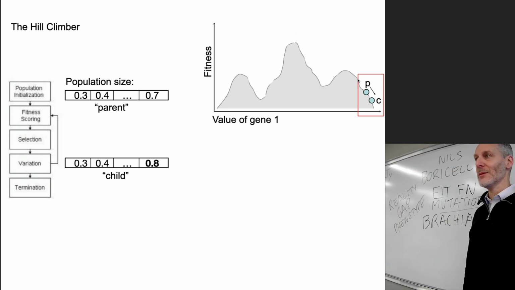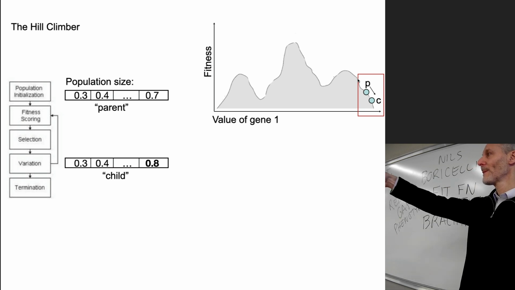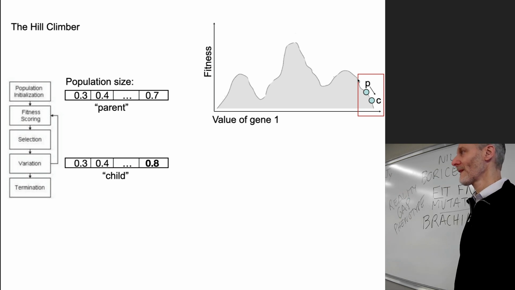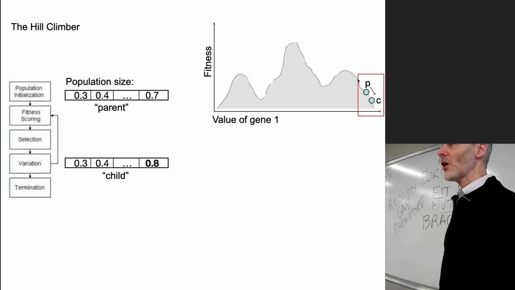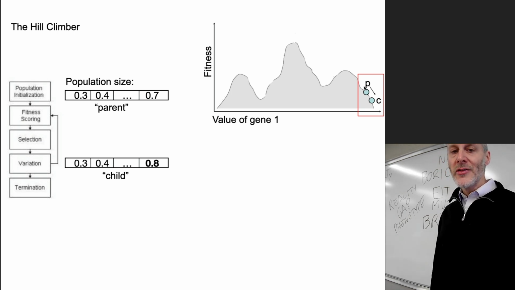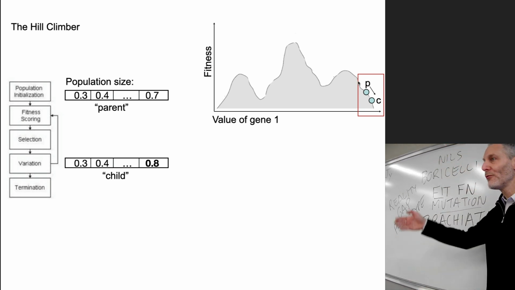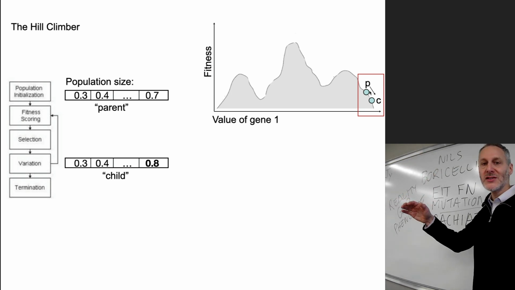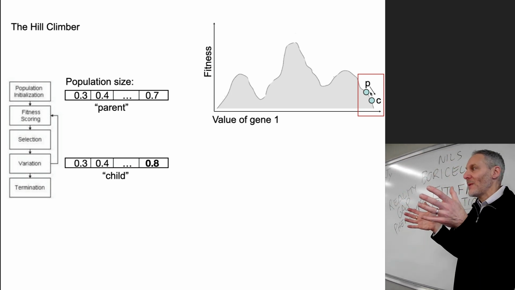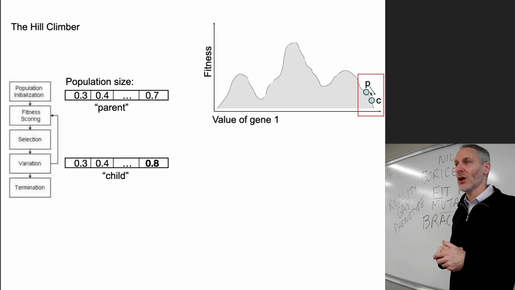Why do you think the hill climber is called the hill climber? It's always going up. It's climbing a hill. It's climbing the hill or the slope of local fitness. In this region, wherever it is in space, it's always trying to go up.